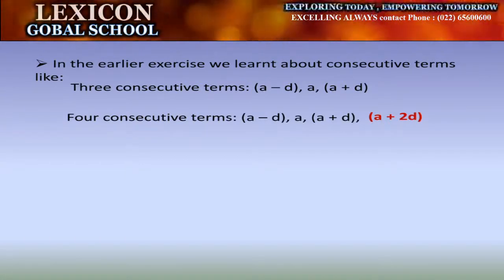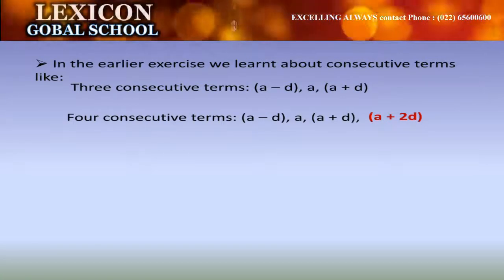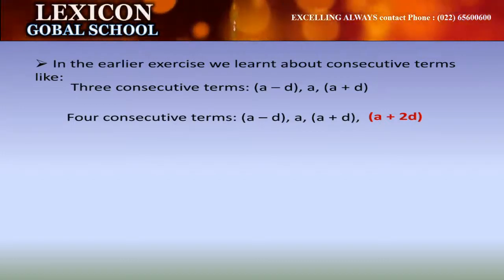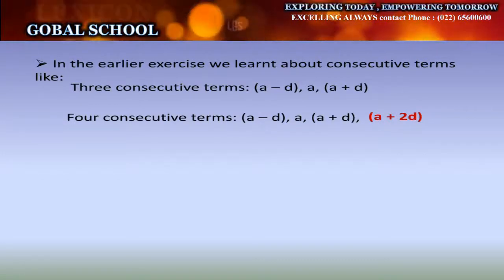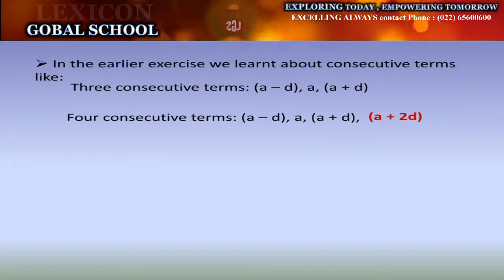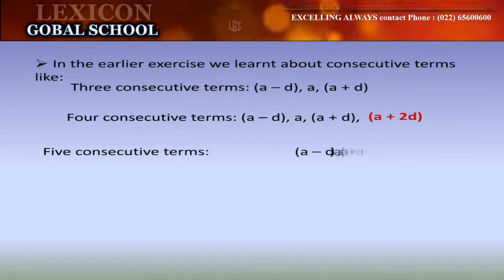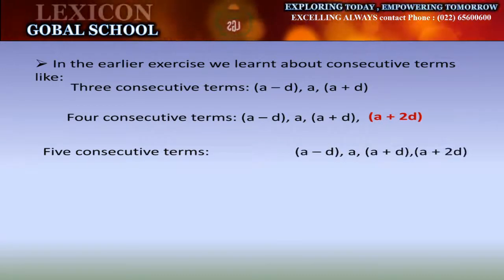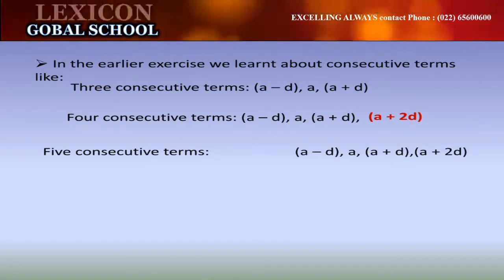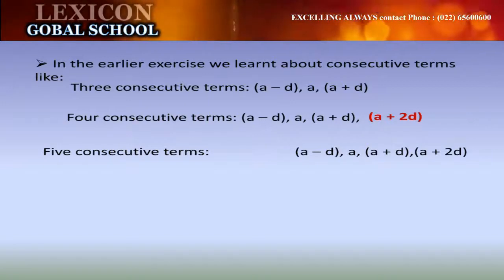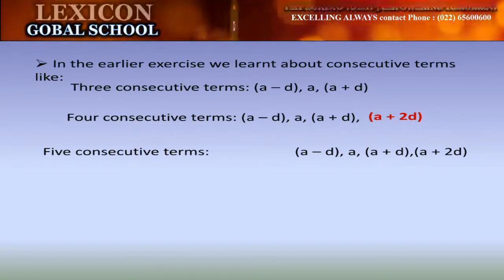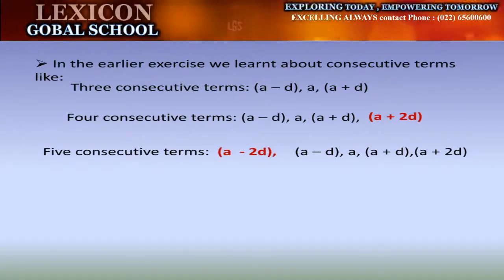When we have to find 5 consecutive terms, since a plus 2d was added later, over here we are going to subtract it in the 5th consecutive term. So when 5 consecutive terms would be asked to you, we are going to write 4 consecutive terms as it is, but a new term would be added ahead, that would be a minus 2d.